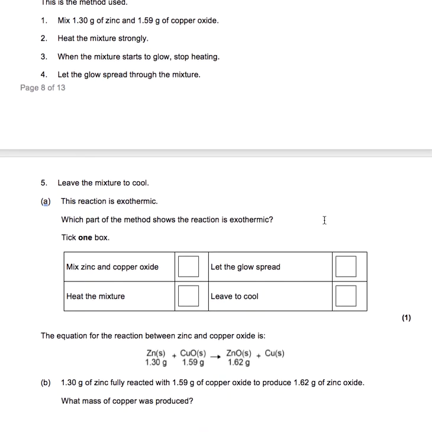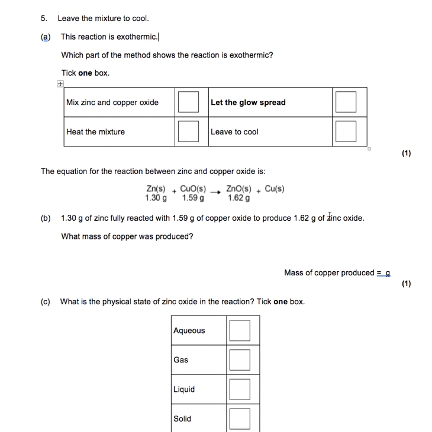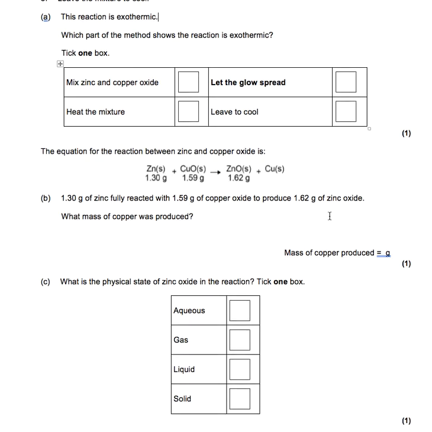Which part of the method shows the reaction is exothermic? Letting the glow spread. If it's glowing, then it's clearly giving out energy. The equation for the reaction below is given.